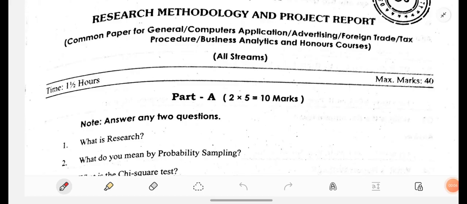In this video, we are going to see the paper pattern, presentation, tips and tricks to score O grade in research methodology and project report subject examination. This subject RMPR is the same for all the streams. Okay, it is common to all the streams. So this video is going to be really very useful for all the students who have the RMPR subject in their degree 6th semester. Okay, watch the video till the end.